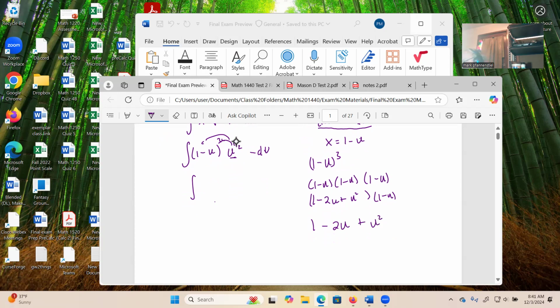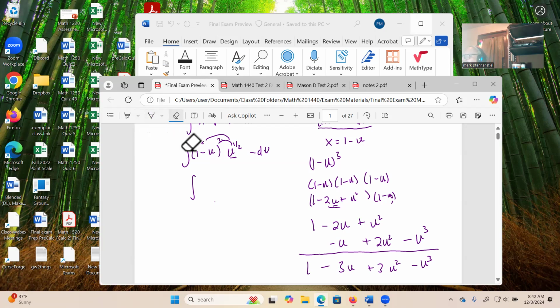So we have 1 times negative u, which is negative u. We have a minus, I'm sorry, plus 2u squared. That's this u times this negative 2 here. And then finally, we have a minus u cubed. And then we're just going to go ahead and add. So this is going to be 1 minus 3u plus 3u squared minus u cubed. I'm going to put that in my integral. So we're going to have something like this. I'm going to say this is 1 minus 3u plus 3u squared minus u cubed.